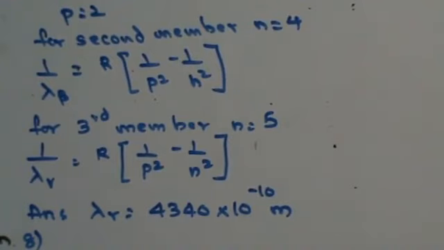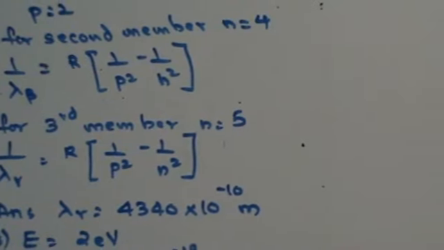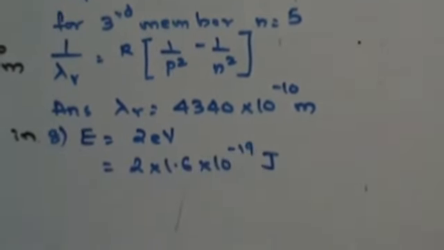The energy in a photon is 2 electron volts. Calculate its frequency and wavelength.